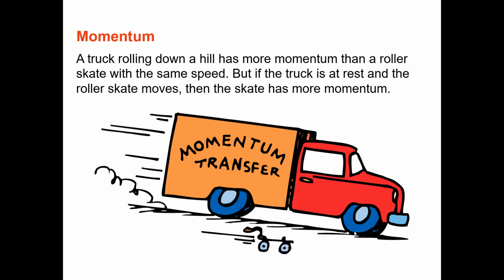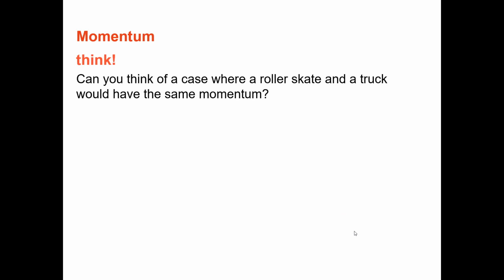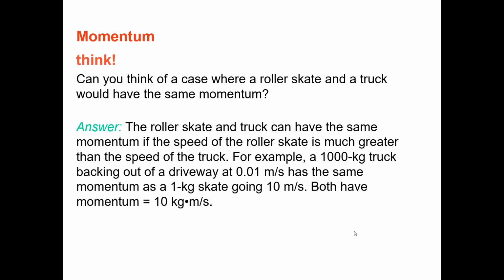You have no momentum if you are not moving. So here's a truck and an old-fashioned roller skate going down a hill. If they are going at the same speed, then obviously the truck has more momentum. Could you think of a case where the roller skate and the truck would have the same momentum? Well, if the roller skate were going really, really fast and the truck were going really, really slow, then they could potentially have the same momentum. So I give an example here. A 1,000 kilogram truck going at 0.01 meter per second would have the same momentum as a 1 kilogram skate going at 10 meters per second.